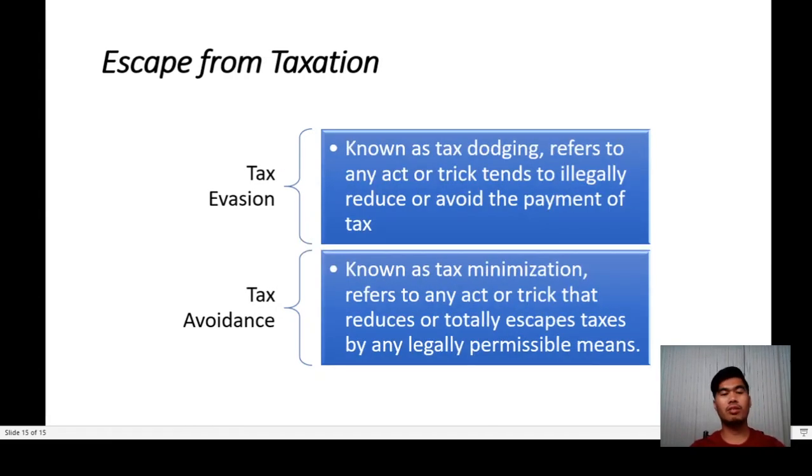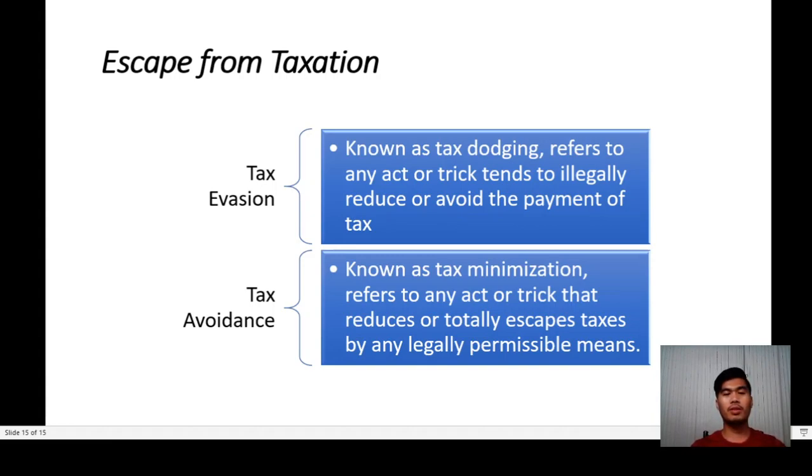Escape from taxation. Tax evasion and tax avoidance. So, anong pinagkaiba ng tax evasion and tax avoidance? So, tax evasion is also known as tax dodging. It refers to any act or trick that tends to illegally reduce or avoid the payment of tax.